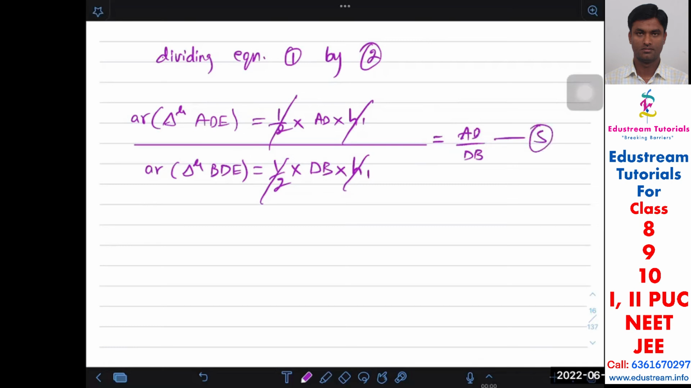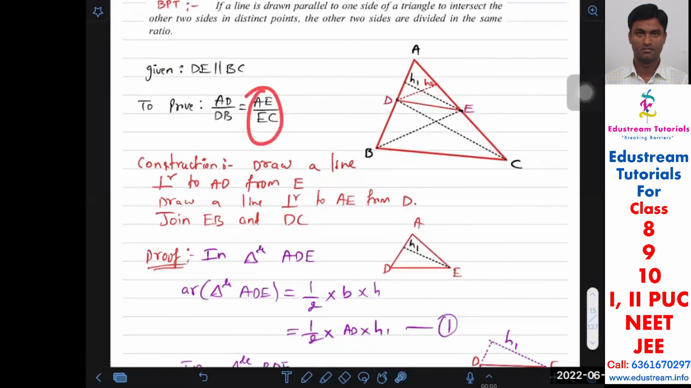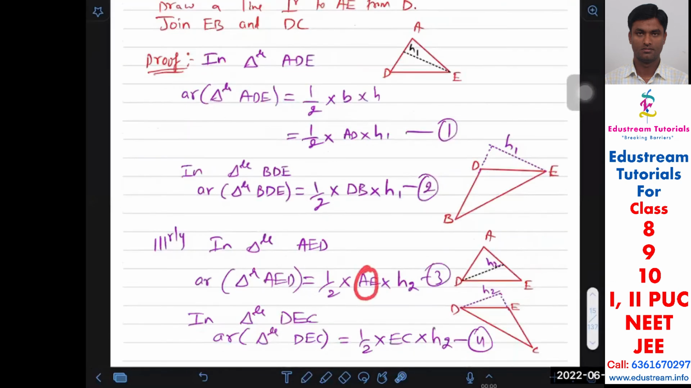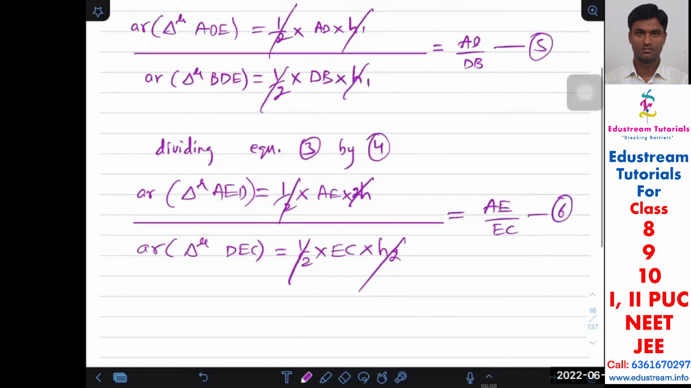Next, look at the right hand side in this proof. To prove, I want AE over EC. So I'm going to divide equation 3 by 4. Half gets cancelled, H2 cancels. So what remains? AE over EC. This is equation 6.